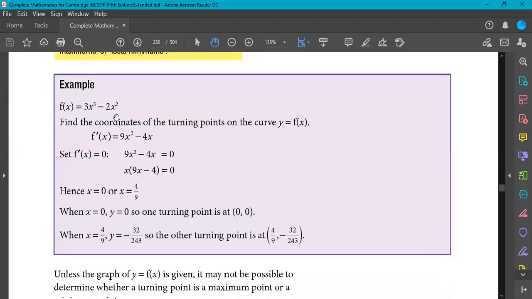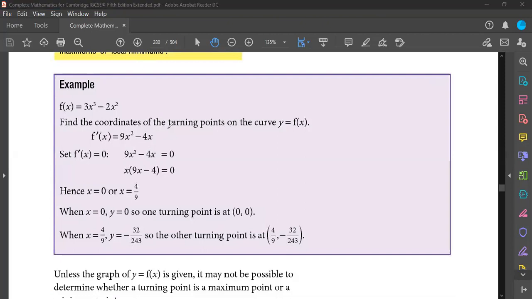The question says f(x) is this, find the coordinates of the turning points. So we will differentiate and put the differentiation equal to 0, because we know at turning points the gradient is equal to 0, meaning the differentiation is equal to 0. Can you hear me please, everyone? To find turning points, we will put the differentiation equals 0.